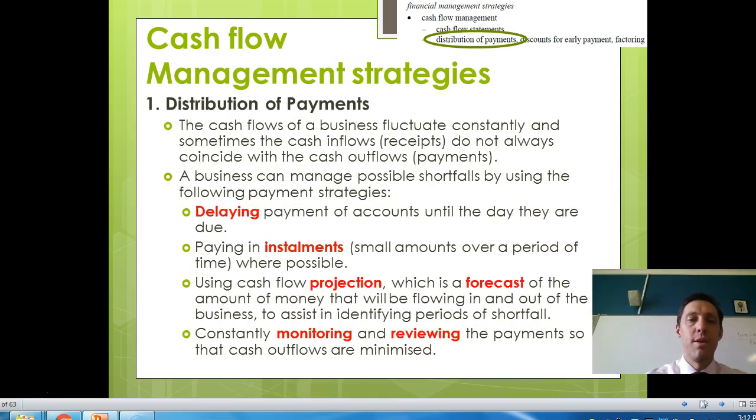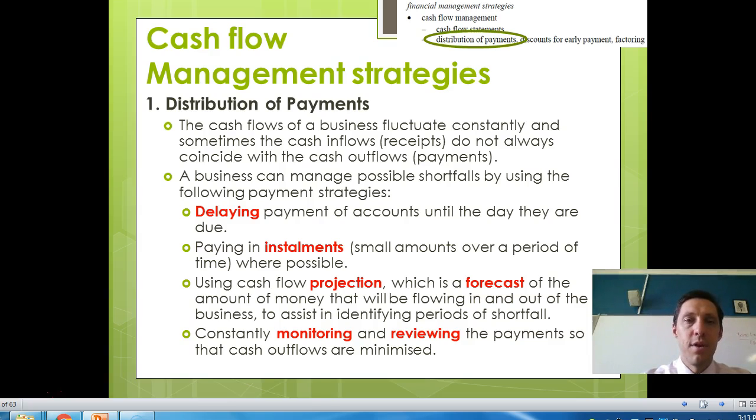So firstly, the distribution of payments. Well, what does that actually mean? Cash flows of a business are going to fluctuate constantly. The cash inflows and the cash outflows are going to vary over time. And it's important to manage those payments to ensure that the money that's coming into the business is appropriate and sufficient that the business can pay the money that needs to go out of the business, so that it's effectively matching its accounts receivable with its accounts payable.